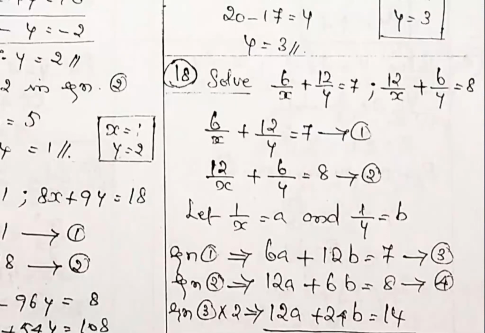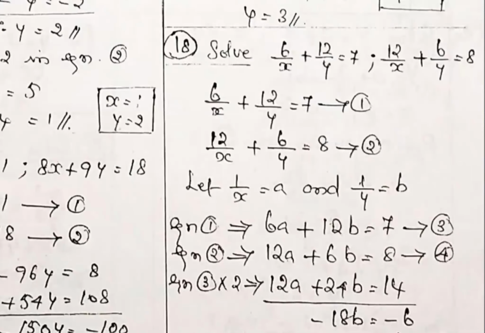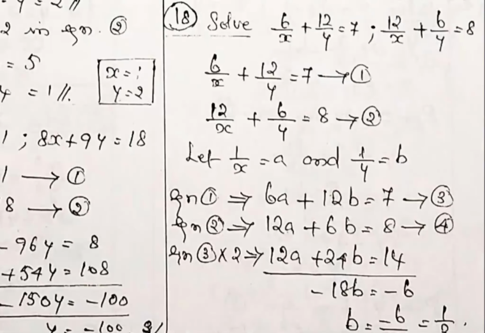Now make the a coefficient the same. That is equation 3 multiplied by 2: 12a plus 24b is equal to 14. You will get b value 1 by 3. But b is not our answer. x and y only are our unknown quantities. Now you go to our assumption. Substitute b is equal to 1 by 3 in equation 3.